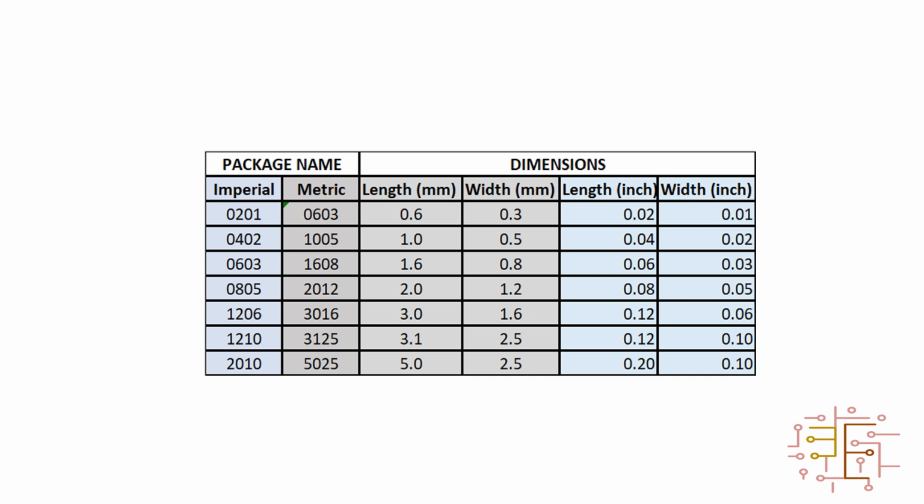So here you can understand the metric package name can be written as the first two digits come from the length and the second two digits come from the width. Here you can see that we write the length as well as width in single decimal point form, and we choose both the digits, one to the left and one to the right of the decimal point of the dimension. That is, 1005 means 1.0 mm by 0.5 mm.